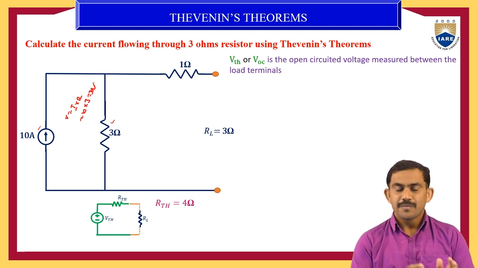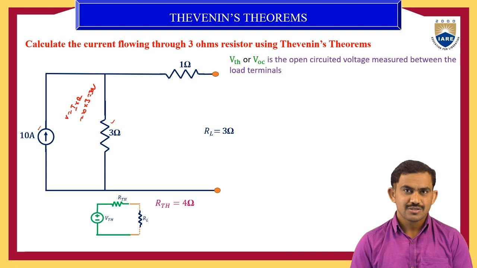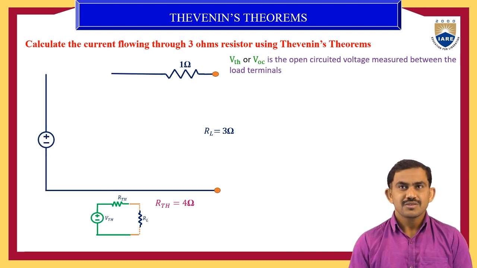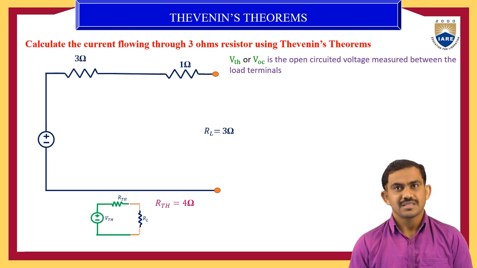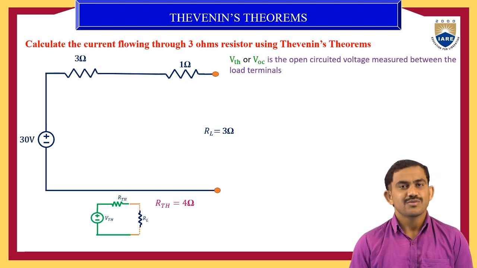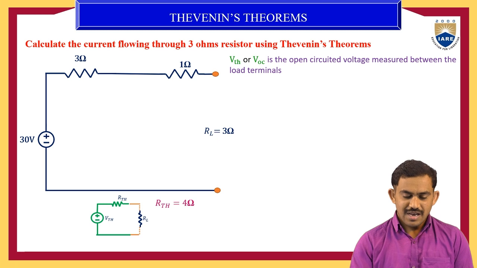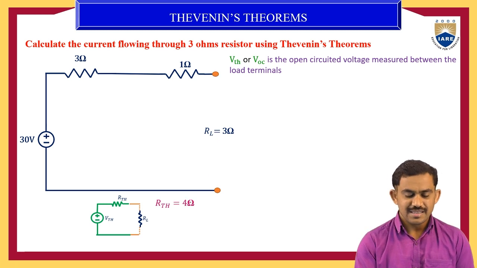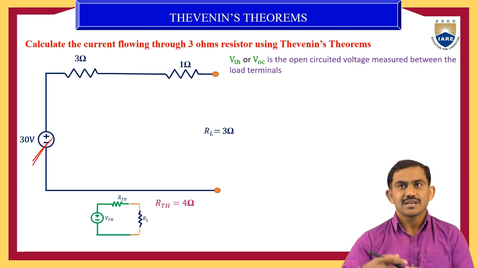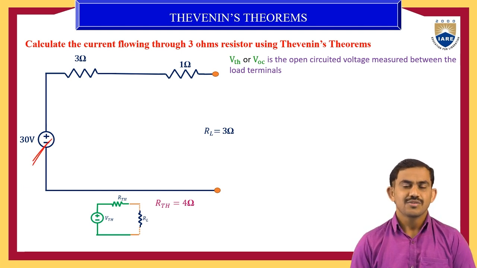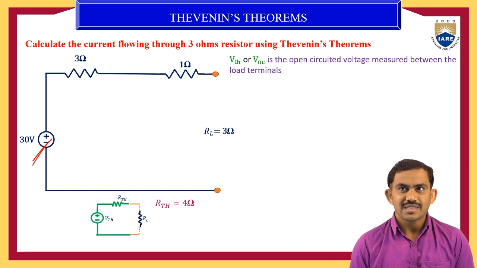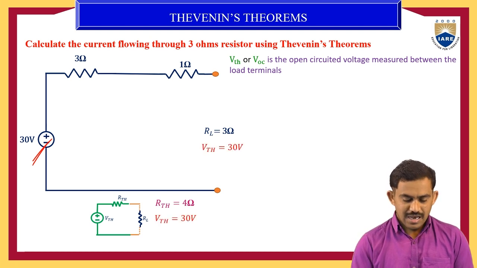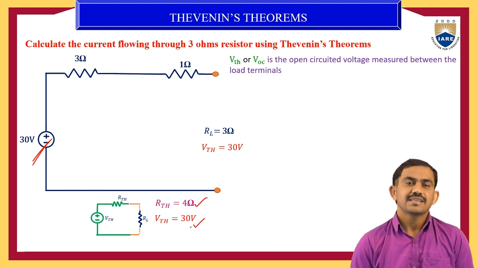So current source parallel with resistor can be converted to voltage source in series with the same resistor. Now, voltage source in series with the same 3 ohms resistor. What is the voltage value there? 30 volts. Now, across this load terminal, what is the voltage now? You can see directly 30 volts. Across the load terminals, we have 30 volts. So what is the VTH value now? What is the open circuit voltage now? That is 30 volts.